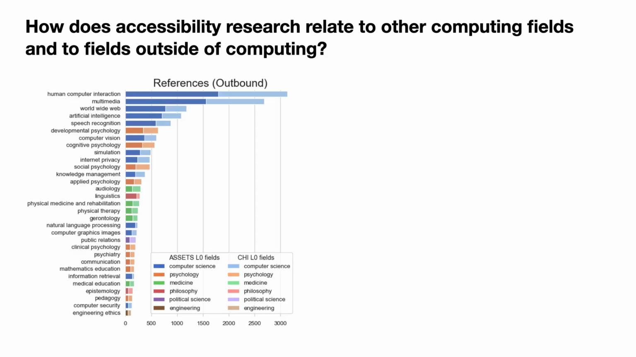In this bar plot, we show the frequency of different fields among the references of accessibility papers. The most represented field is human-computer interaction, followed by other computing subjects such as multimedia, World Wide Web, artificial intelligence, and speech recognition. As we go further down the list, developmental, cognitive, and social psychology are well represented. Even further down, medical subfields like audiology, physical medicine and rehabilitation, physical therapy, and gerontology are also represented.